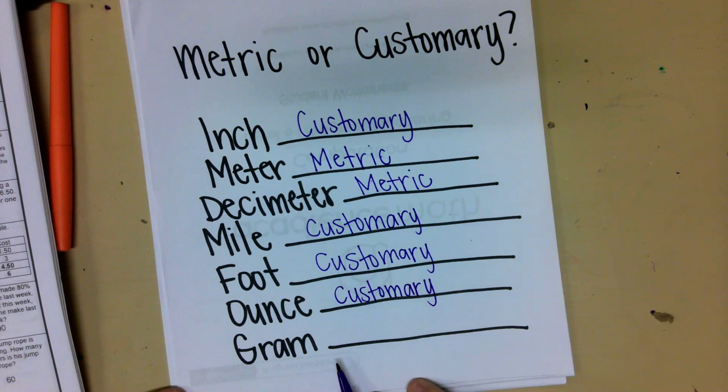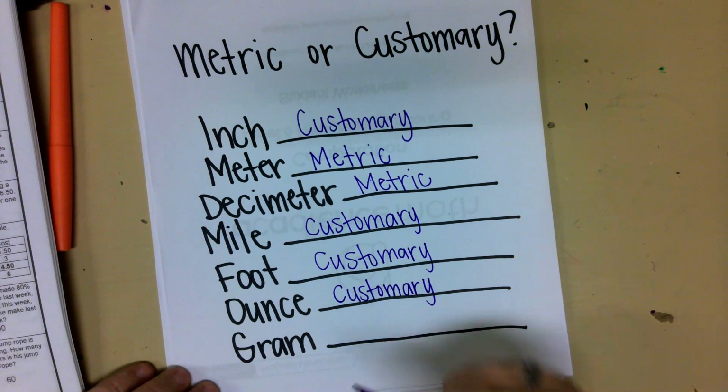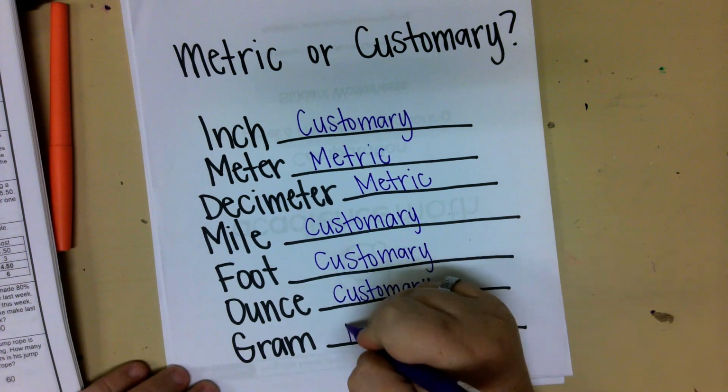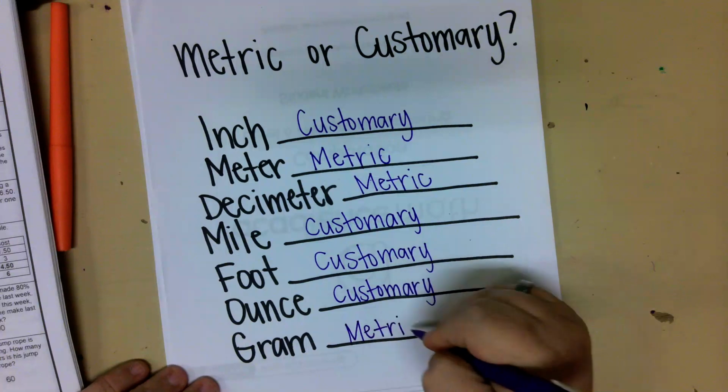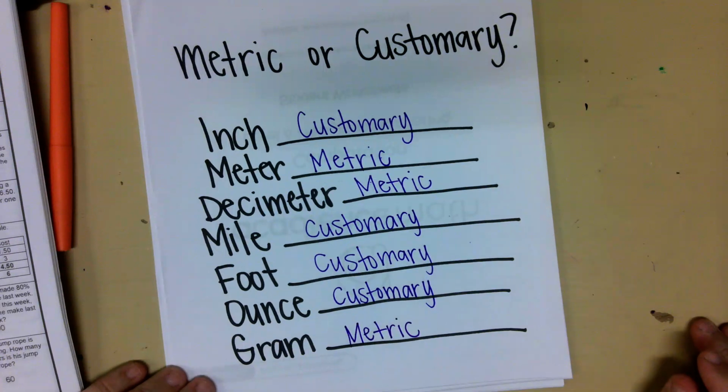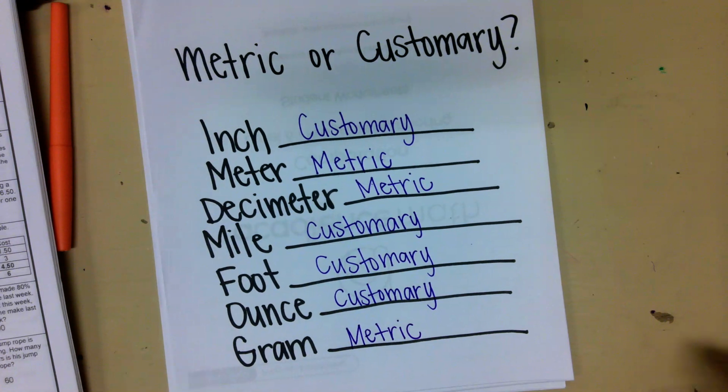Grams, we don't use grams a ton in the United States. That's because that is a metric measurement and we don't use a lot of those too often. So that is how that question should look when you're done.